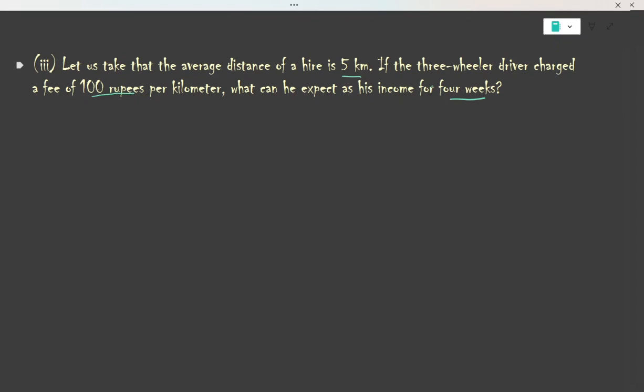Before calculating for 4 weeks, let's calculate his income for 1 week. And even before calculating his income for 1 week, let's calculate his income per hire. So if we have the value per hire, we know that he has a mean of 25 hires per week. So we can multiply it by 25 to get his income for 1 week. And finally, we can multiply 1 week by 4 to get his income for 4 weeks.